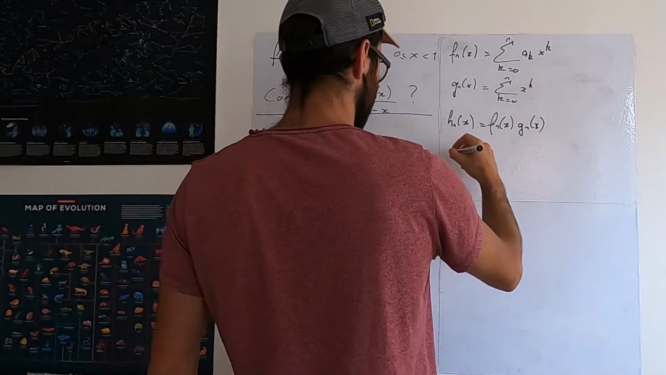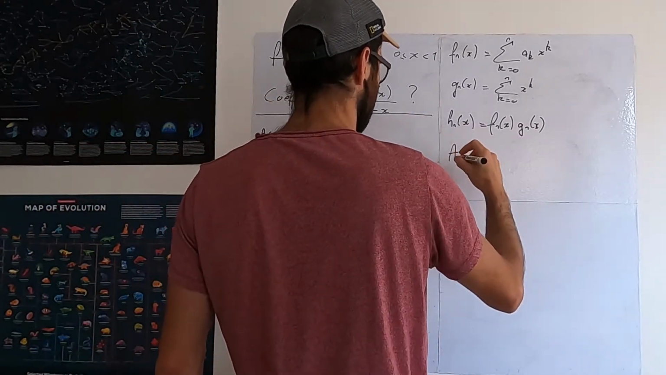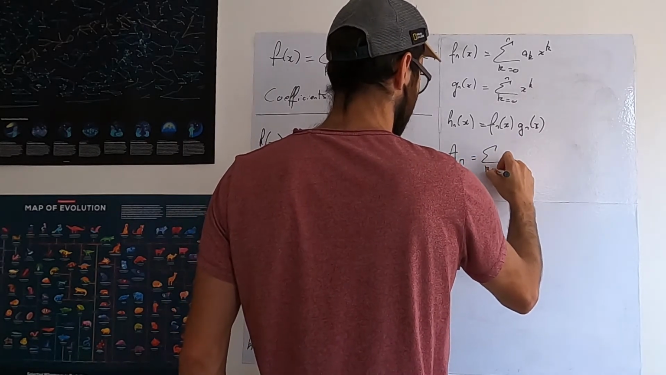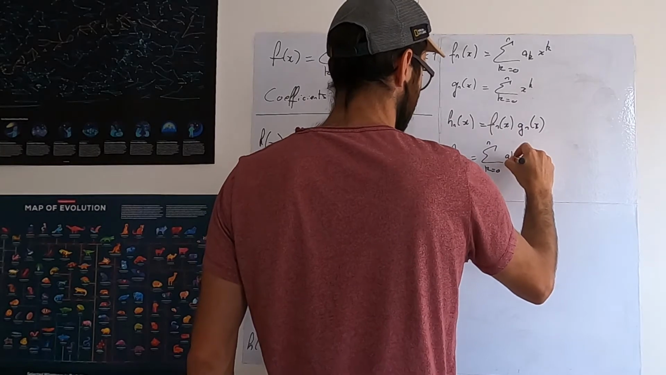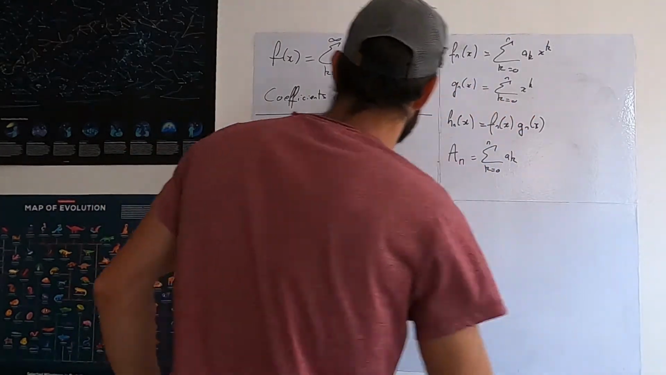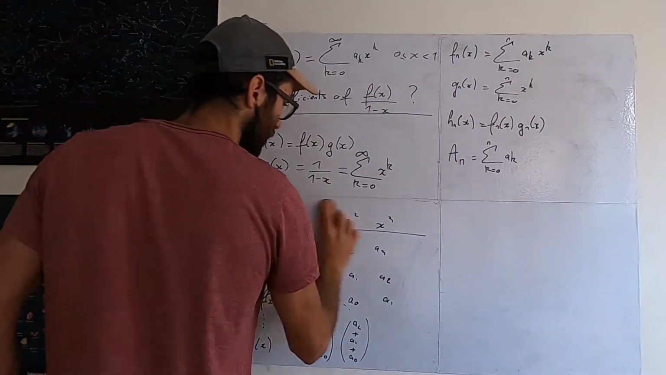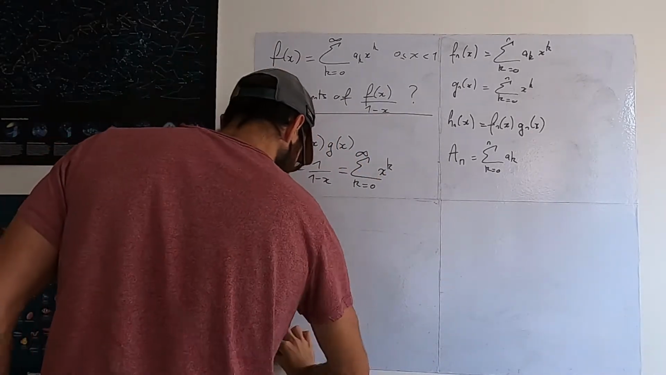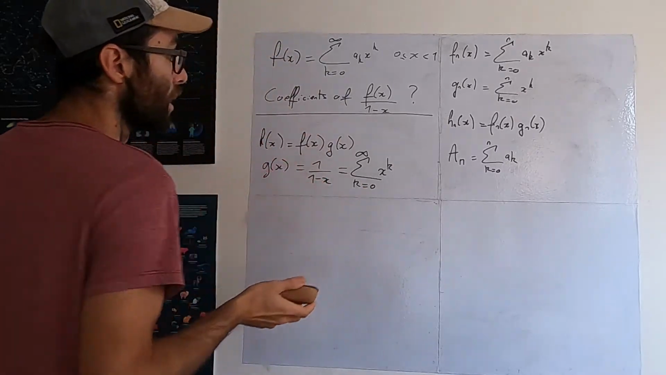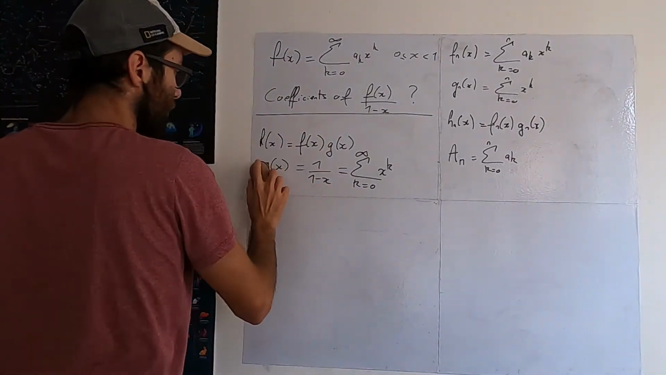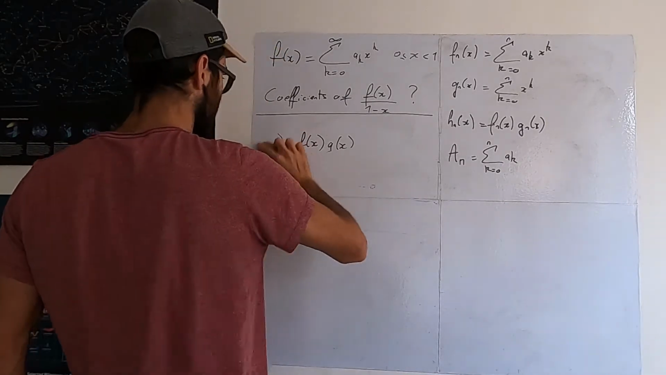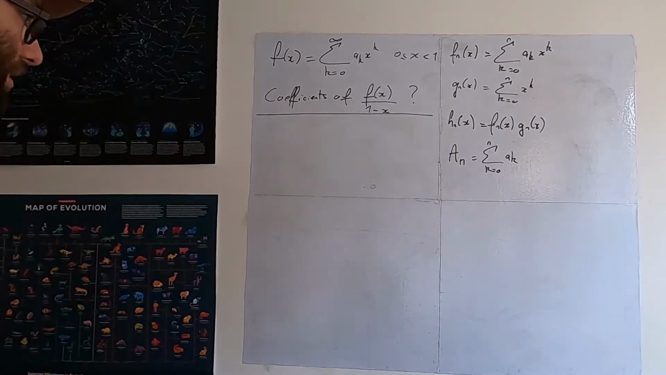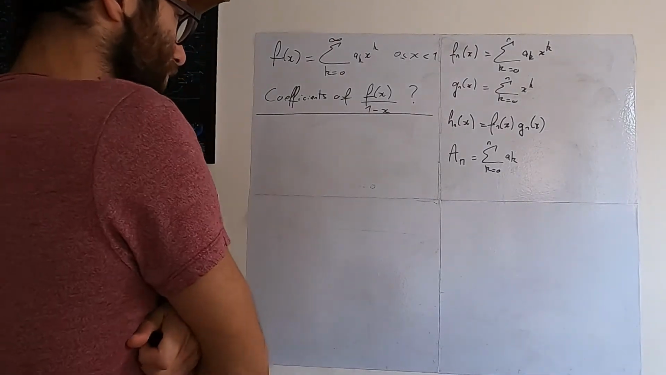We are also going to write down an is equal to the sum from k equals 0 to n of the ak, the partial sum. All right. So with these notations in mind, let's try to expand hn and see what we get. How are we going to do this?